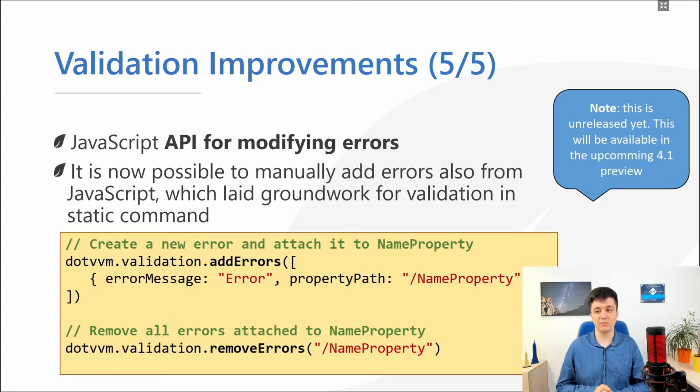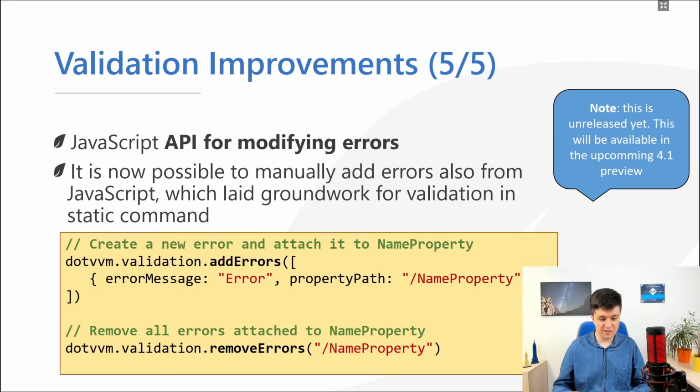And lastly, I would like to talk about one more addition that is not yet available, but will be available in .VVM 4.1, and that is that we are adding a JavaScript API for modifying errors. Now, I am not really expecting that many users will be using this API, but it is nice that it is there, because it is also laying the groundwork for our future work that I'll be talking about a bit later, that we want to perform validation also during static commands. So just a brief overview so you know what we are working on internally.